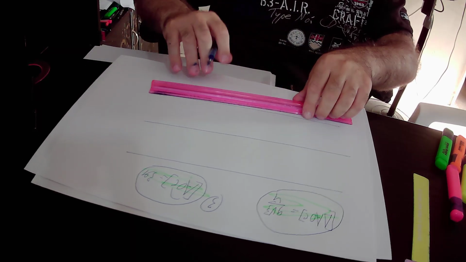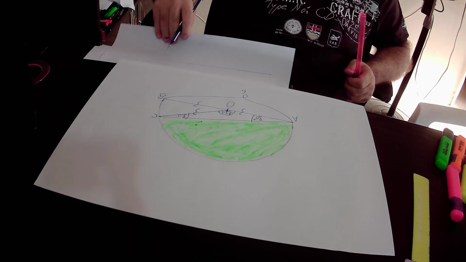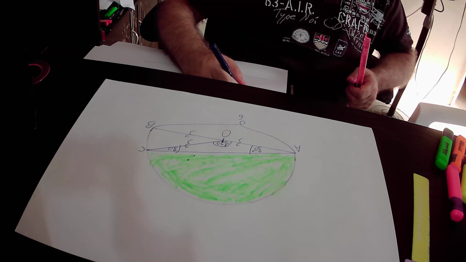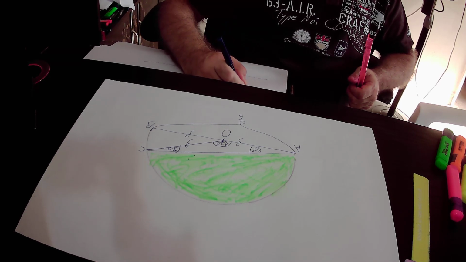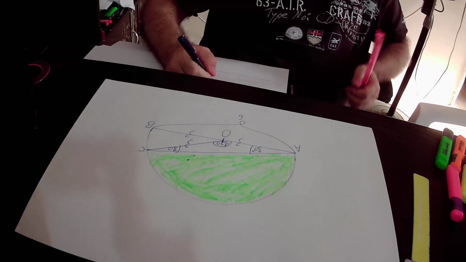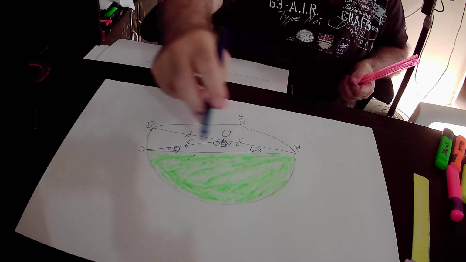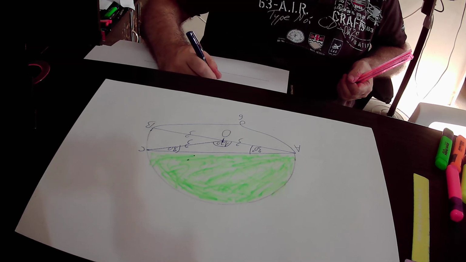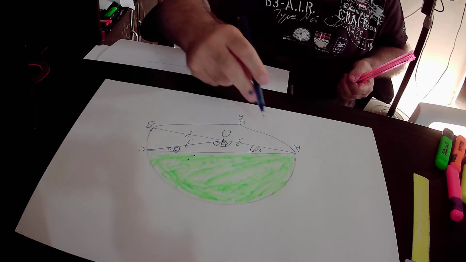From the drawing, it is very easy to see that the area of this green shape equals the area of sector AOC minus the area of triangle AOC.